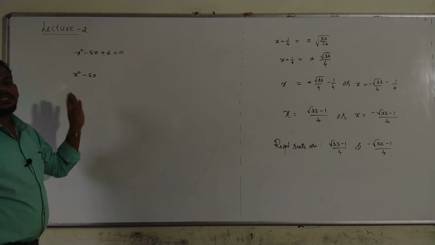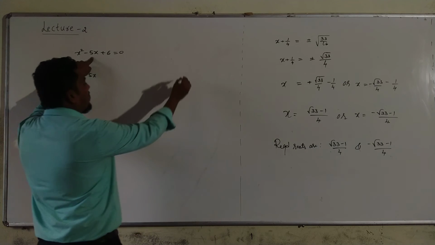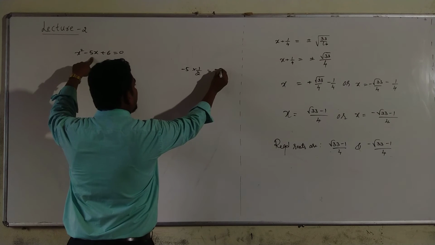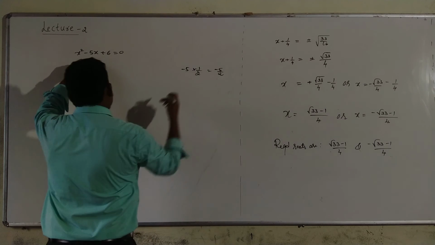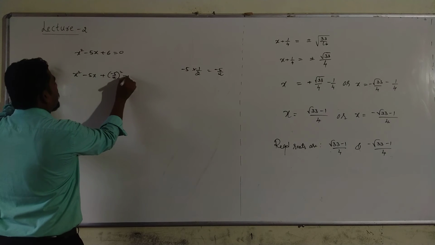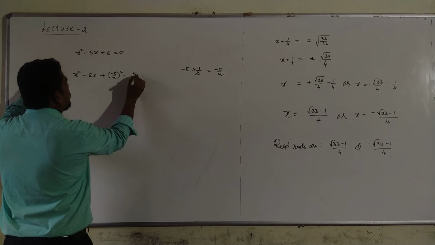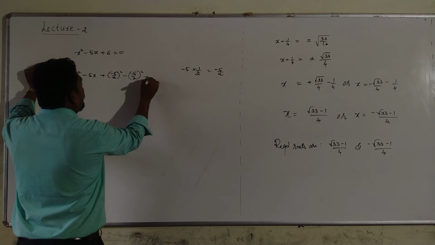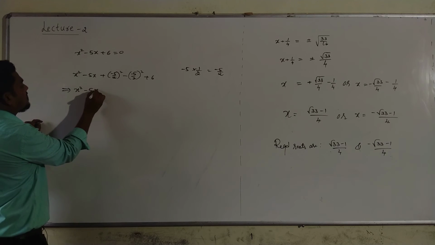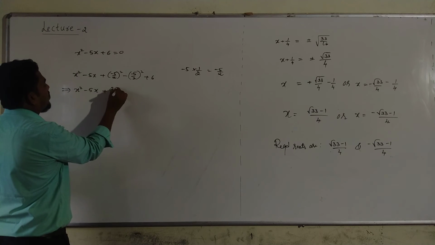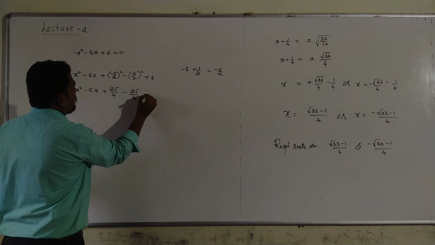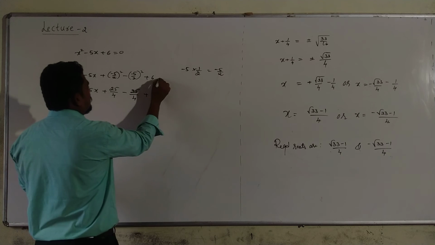Take half of the coefficient of x. Coefficient of x is minus 5. Take its half, means just multiply 1 by 2, means minus 5 by 2. Square, add and subtract: plus (minus 5 by 2) whole square minus (minus 5 by 2) whole square plus 6. Then x square minus 5x plus 25 by 4 minus 25 by 4 plus 6, that's equal to 0.